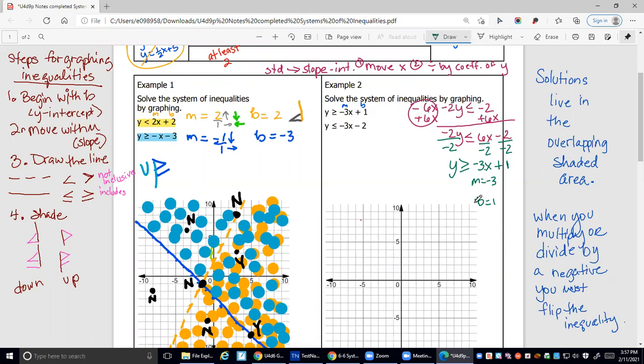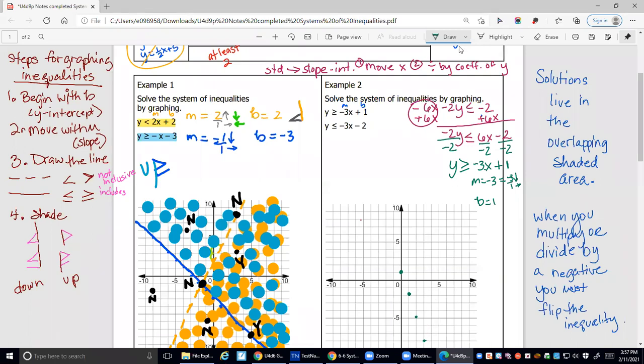That means I'm going to start where b is 1 right here. I'm going to use my slope. Remember from yesterday, we had negative 3 over 1, and that means we're going down and to the right. So I'm going to go down 3 and to the right by 1. Down 3 and to the right by 1. Down 3 and to the right by 1.